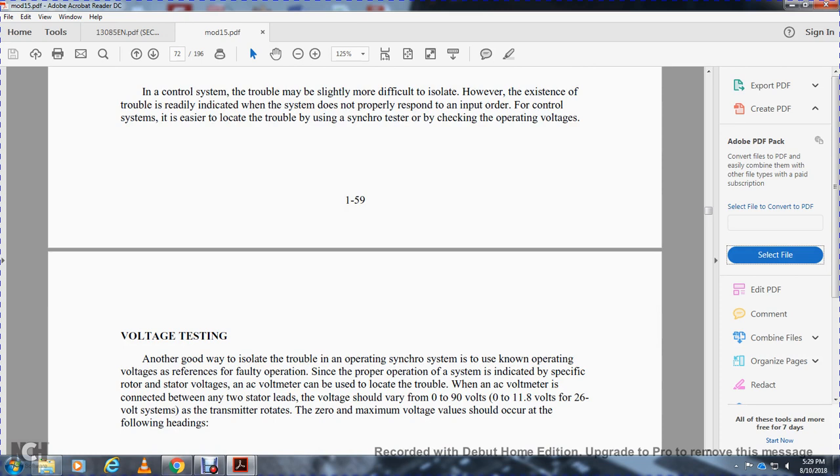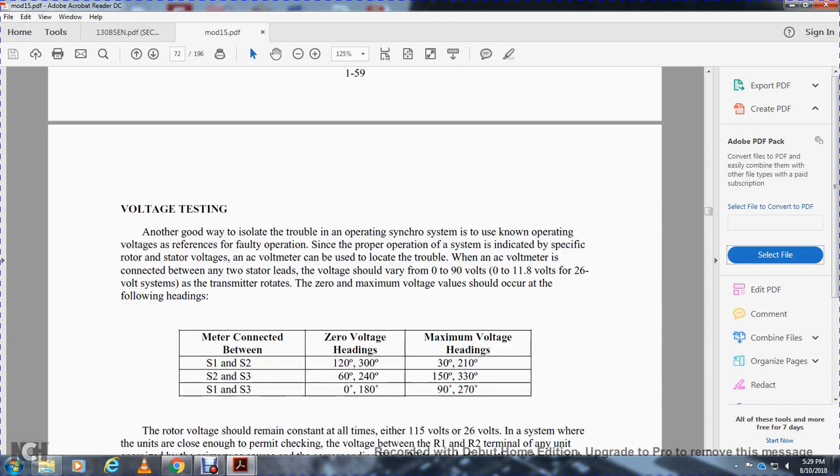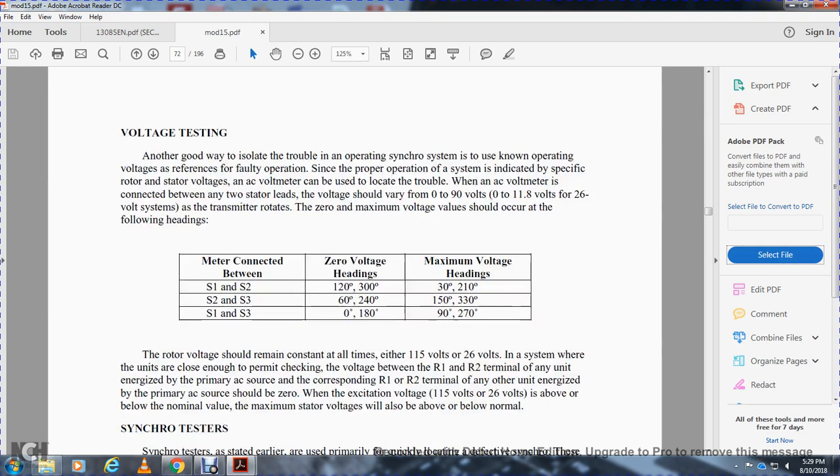The voltage should vary from 0 to 11.8 volts for the 26 volt system as the transmitter rotates. The 0 and maximum voltage occur at the following headings. Meter connected to stator 1 and stator 2: the 0 voltage headings are 120 degrees and 300 degrees, and the maximum voltage headings are 30 degrees and 210 degrees. Stator 2 and stator 3: 0 voltage headings 60 degrees and 240 degrees, maximum voltage headings 150 and 330 degrees. Stator 1 and stator 3: 0 voltage readings at 0 and 180 degrees, maximum voltage headings 90 and 270 degrees.